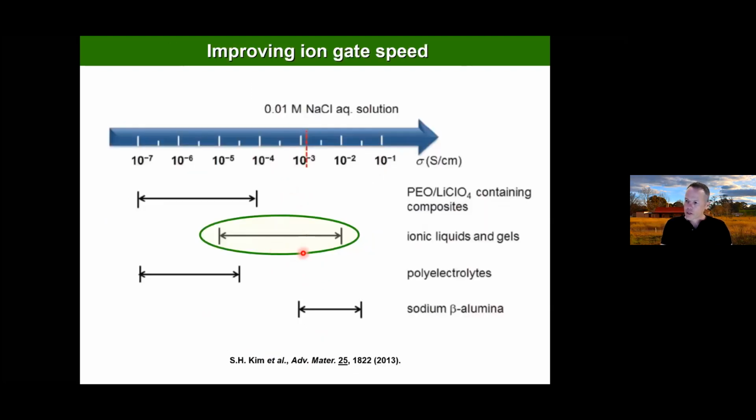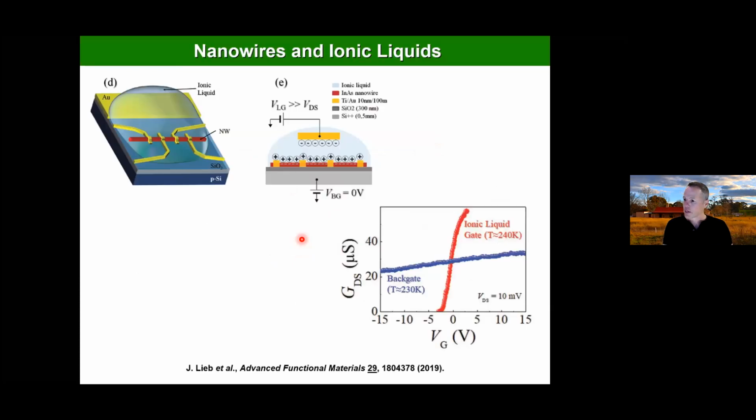If you look in the literature, there's a number of suggestions on which ways you can go to improve this gate speed issue. And one of those is to go to ionic liquids and gels. And there's been a little bit of work done on this by Francesco's group. I'll let them talk about it. I just want to point out that that's one route that you can take to do this.